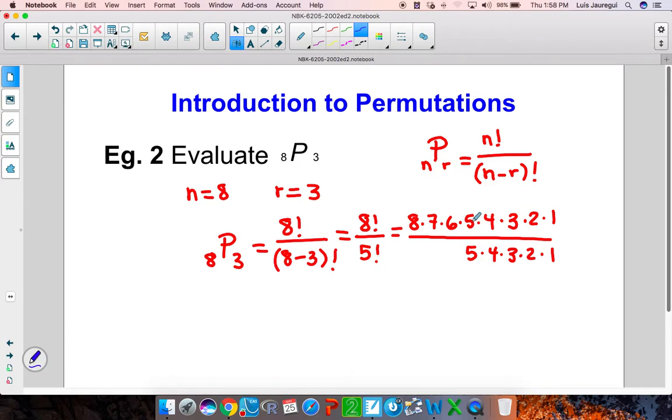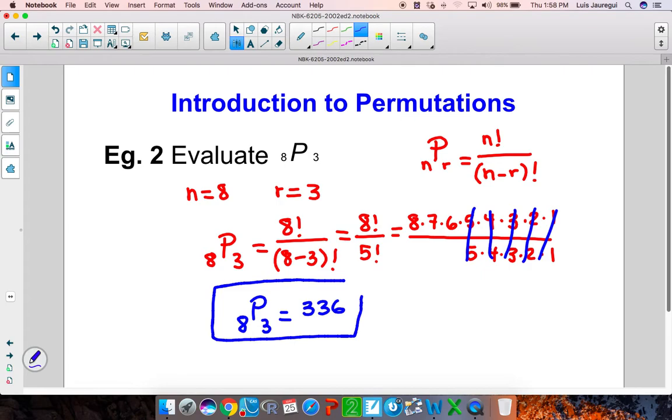Now, take a look at this one. This is really 1, so I can cross it out. This is also 1. So is this, and this. So really, at the end of the day, the number of permutations of 8 objects taken 3 at a time is equal to 8 times 7 times 6, which happens to be 336. Okay? Let's see one last example here.